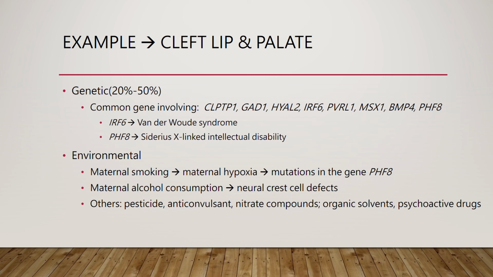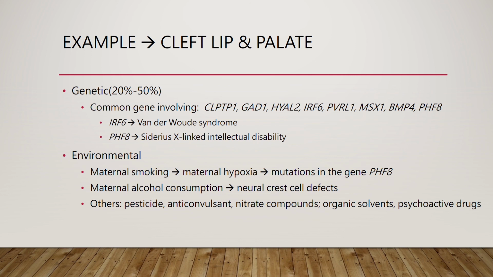The genes involved in the deformation include COPTP1, GAD1, HYAL2, IRF6, PVRL1, MSX1, PMP4, and PHF8. IRF6 and PHF8 especially cause Van der Woude syndrome and Siderius X-linked intellectual disability respectively. The environmental factors include smoking, alcohol, and other chemical substances as shown.